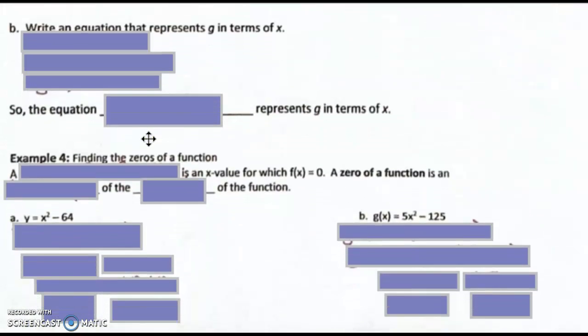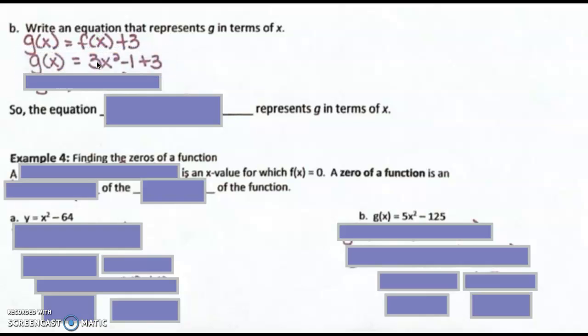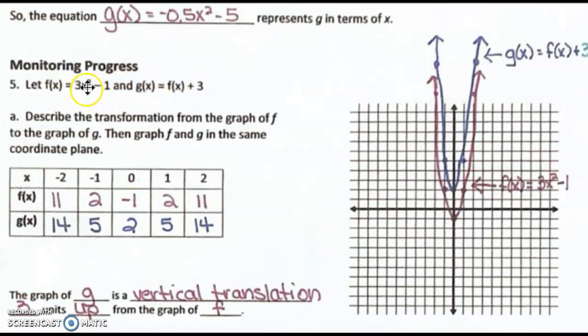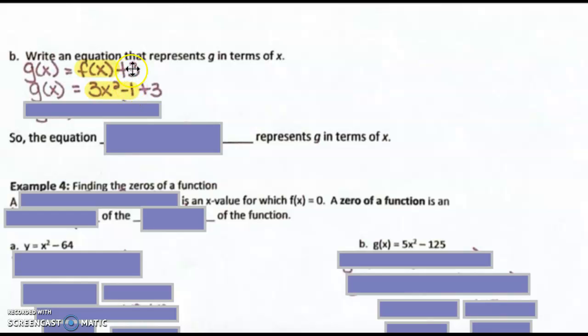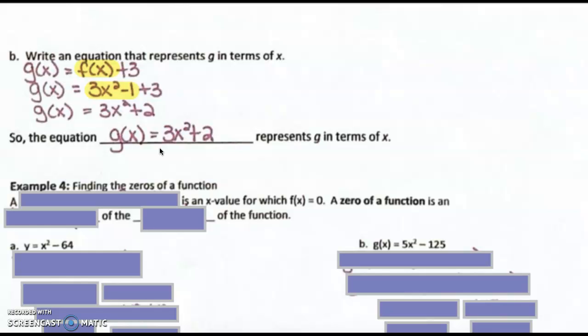And then part B, we want to write an equation that represents g in terms of x. So the first thing is to write the equation for g of x, which is g of x equals f of x plus 3. And now we plug in what f of x equals. So again, this x squared minus 1 is what f of x was. If you look back up here, 3x minus 1. So that's what we plug in, and then we just bring down our plus 3. And then combining like terms, it becomes 3x squared plus 2. Okay, so that is the equation that represents g in terms of x.